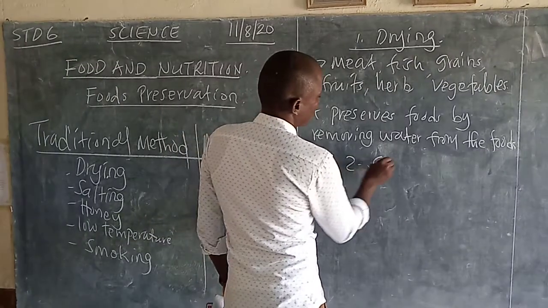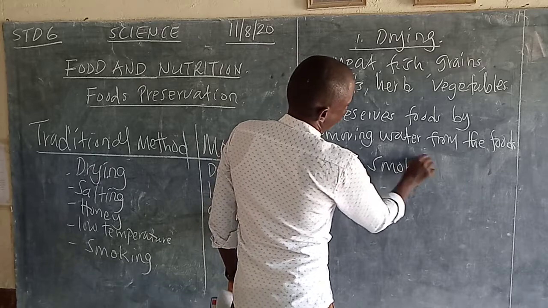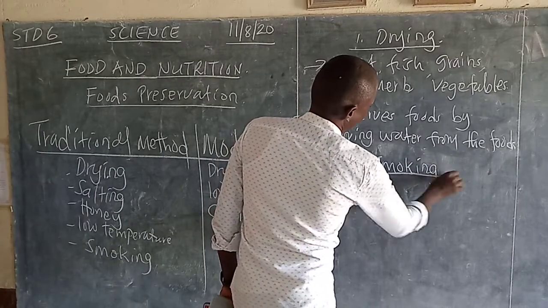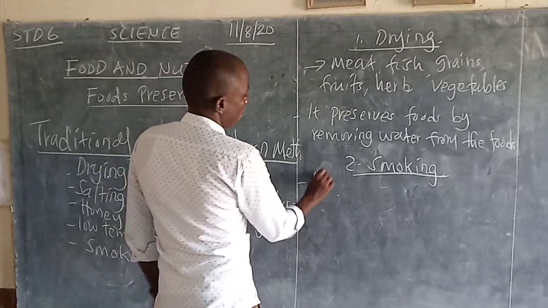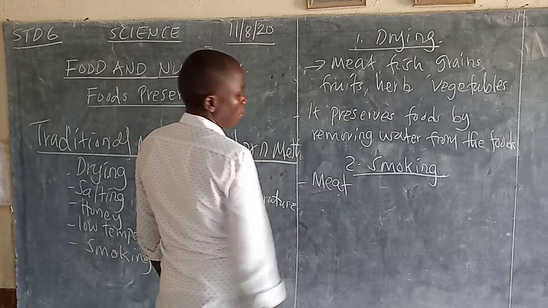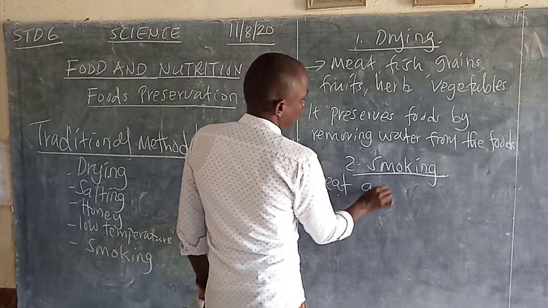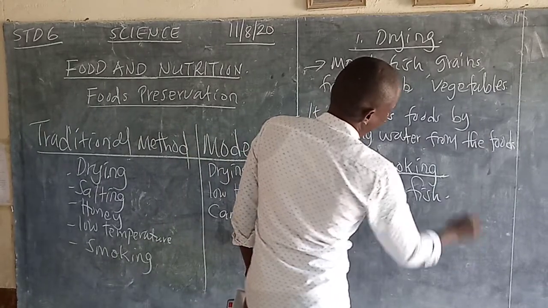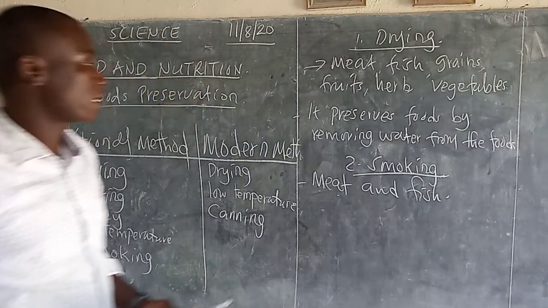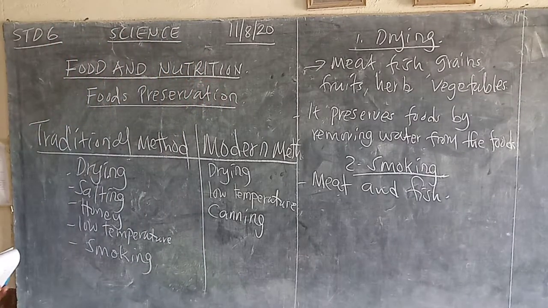Next we have smoking. Smoking is used to preserve food such as meat, all types of meat, and talk about fish. These are commonly foods that are stored by smoking, or were stored by smoking.